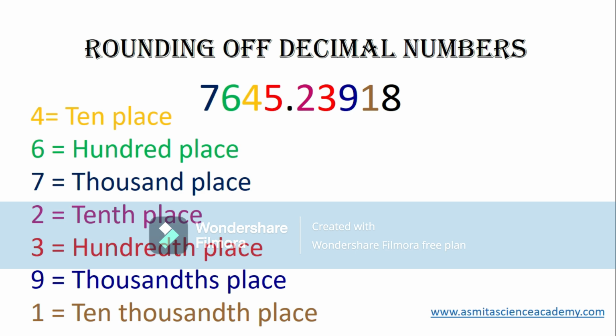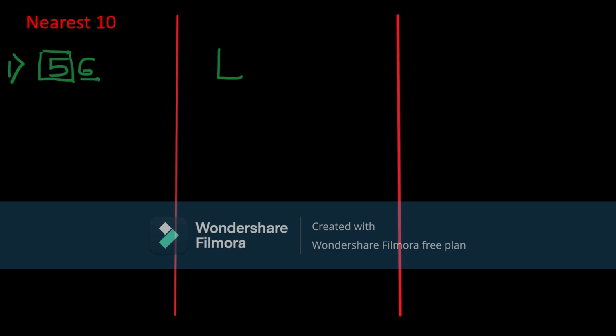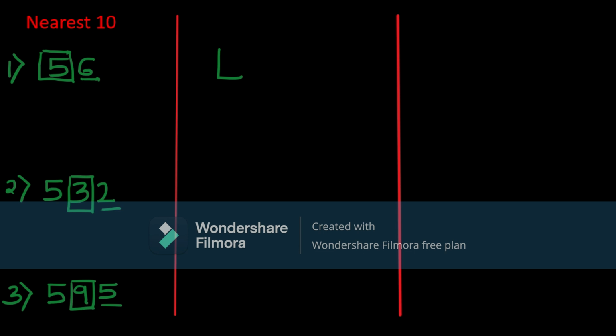Let's learn how to round off. Now you'll see on your screen, we want to round it off to the nearest 10. You can see the number 56. If I start counting, 6 is at the 1 place, 5 is at the 10th place. The number to the right of this is 6, which is more than 5. So we'll increase this 5 by 1, and when we round it off to the 10th place, we'll write it as 60.